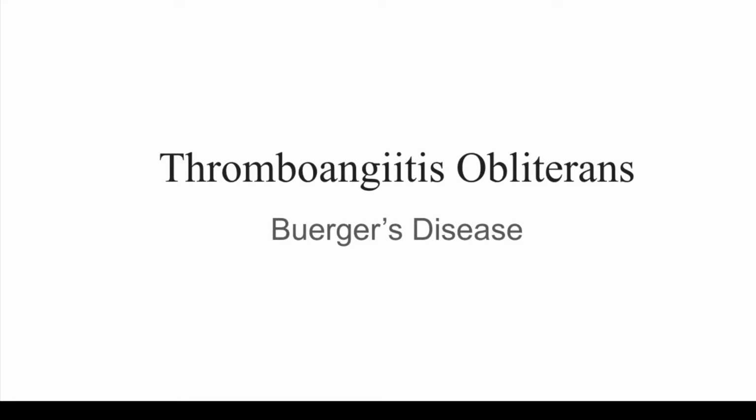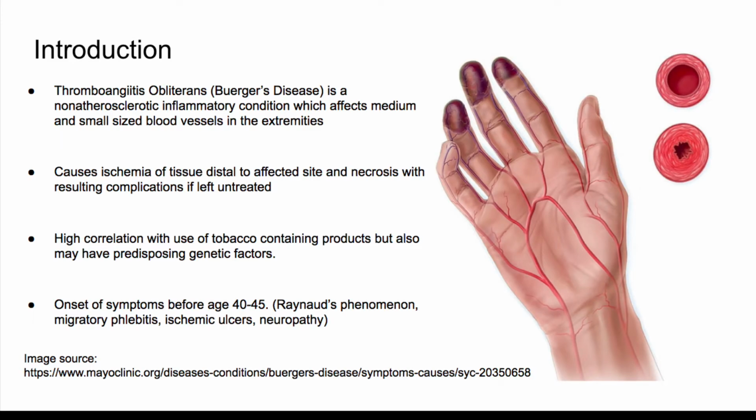I chose to do my presentation on Thromboangiitis Obliterans, or TAO for short, also known as Buerger's disease. So TAO is a non-atherosclerotic inflammatory condition which affects medium and small-sized blood vessels in the extremities. It causes ischemia in tissue distal to the affected site, with resulting necrosis if left untreated. And there's a high correlation with the use of tobacco-containing products.